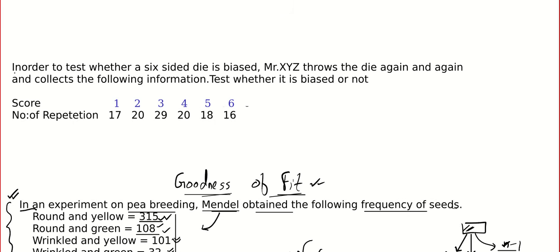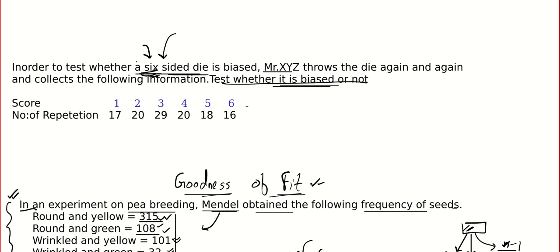And another question, in order to test whether a 6-sided die, by the way, they can ask like 4-sided, 10-sided, you can Google about it. You might have seen only 6-sided die because it is more popular on the South Asian side. But there are 4-sided dice also, 10-sided dice also. You can Google the picture. And Mr. XYZ throws the die again and again and collects the following information. Test whether it is biased or not.